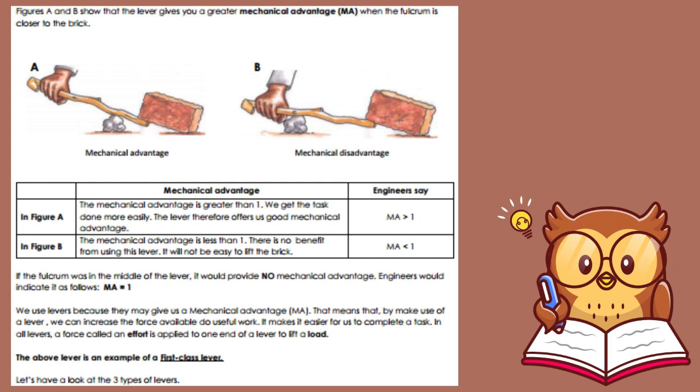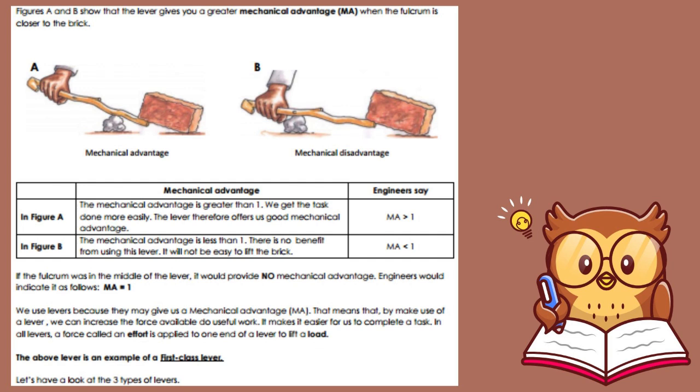Figures A and B show that the lever gives you a greater mechanical advantage, MA, when the fulcrum is closer to the brick. In Figure A, the mechanical advantage is greater than 1. We get the task done more easily. The lever therefore offers us good mechanical advantage.